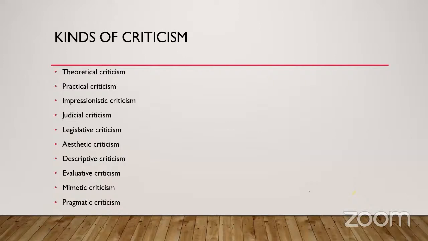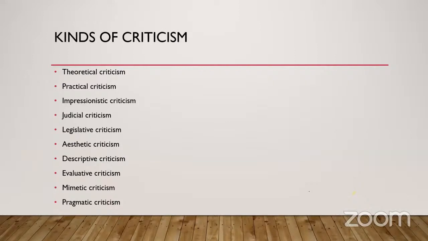Next is aesthetic criticism. Aesthetic criticism treats literature as an art. It considers criticism as an artistic work. It is a form of art and independent activity of mind. So what a critic does is, the critic will be analyzing a work.